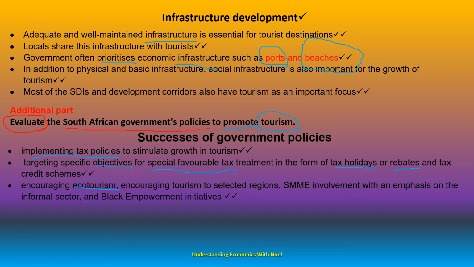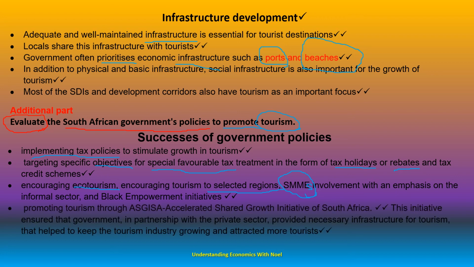Encouraging tourism to selected regions. We talk about these SMEs actually promoting more employment. More people are being involved there and being employed. But now as a policy, what are we saying? We are simply saying, let's put these SMEs in certain regions, in those SDI regions, and ensure that in the informal sector, the employment also increases. So that has been a success.